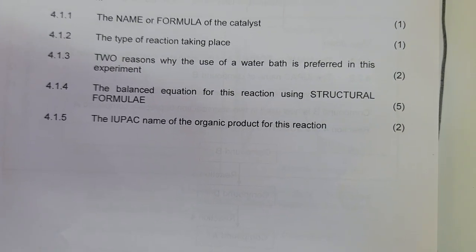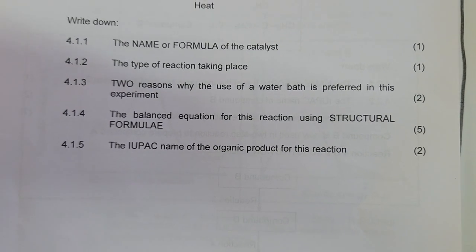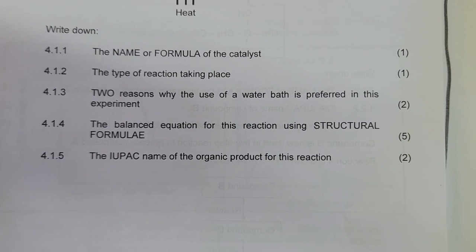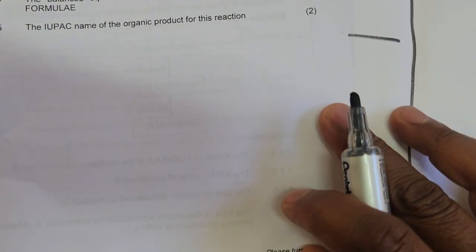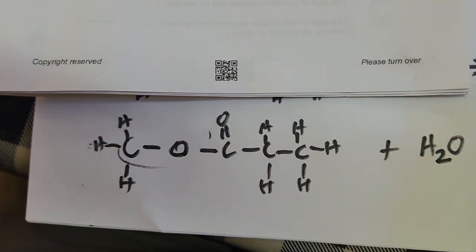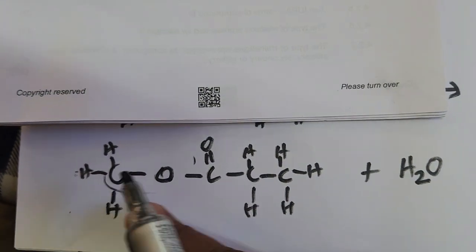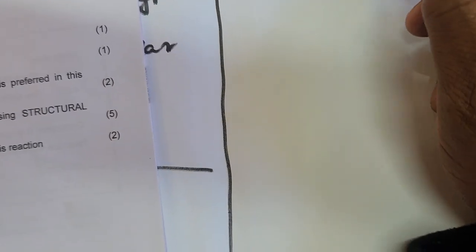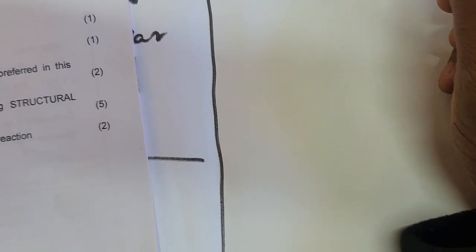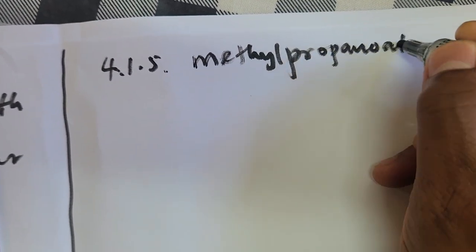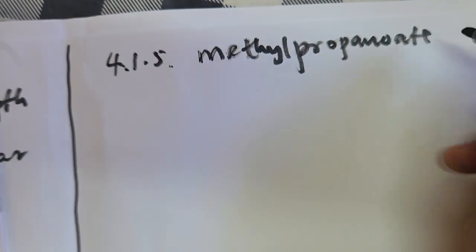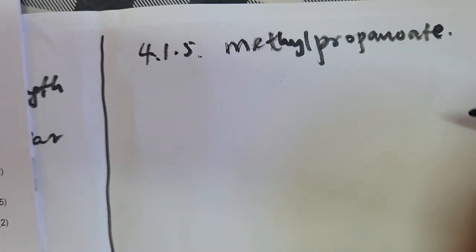We're moving to 4.1.5. Write down the IUPAC name of the organic product for this reaction. Write down the IUPAC name of the ester. In this case, this is the ester. It will be methyl propanoate. Methyl propanoate. Fine.